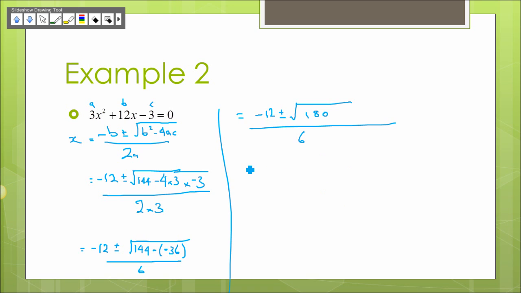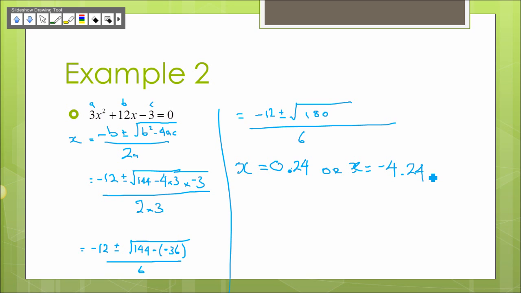So x is going to equal, first, minus 12 plus the square root of 180, and then we'll divide that by 6, and that gives us our first answer, because we're going to two decimal places, 0.24, or if we do minus 12 take away the square root of 180, divided by 6, it gives us an answer of minus 4.24. Okay, and that's our two answers.